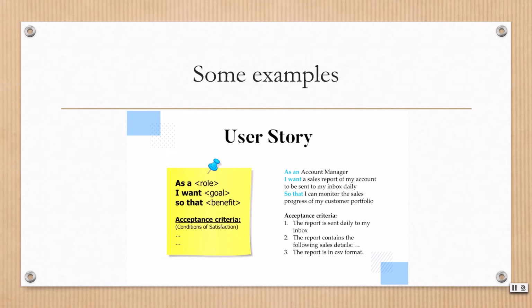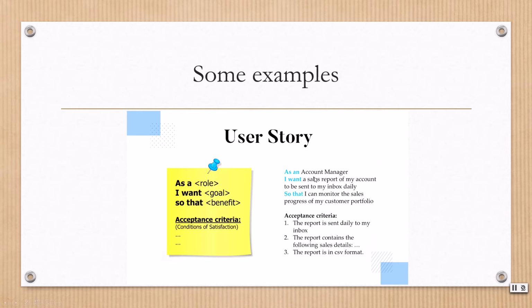This one is some examples I collected for you. So let's see this user story: as a role, I want to go, so that the benefits, and acceptance criteria. Remember, every user story needs to have acceptance criteria. It's like the condition or the description of what you expect for this user story.